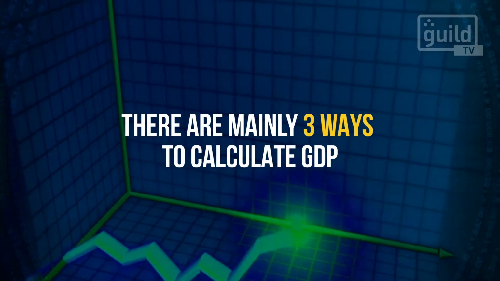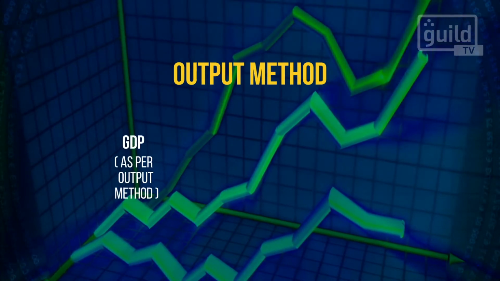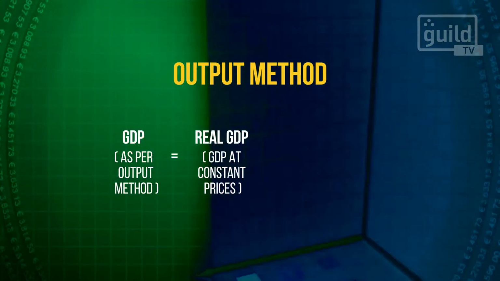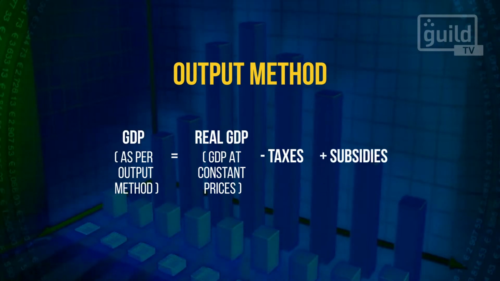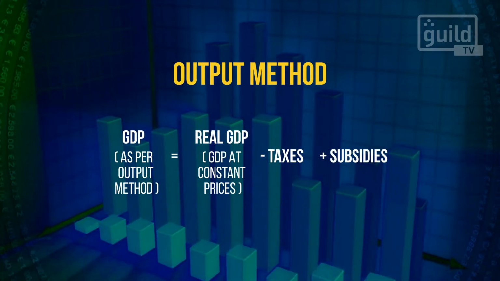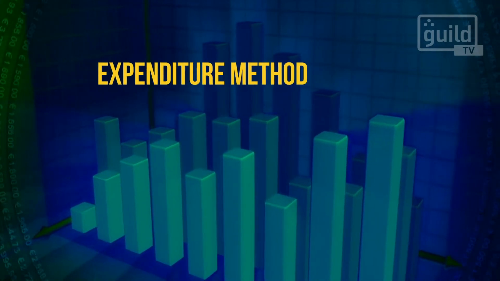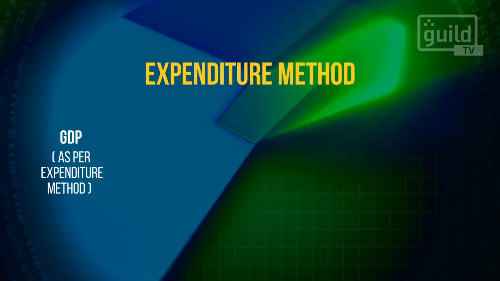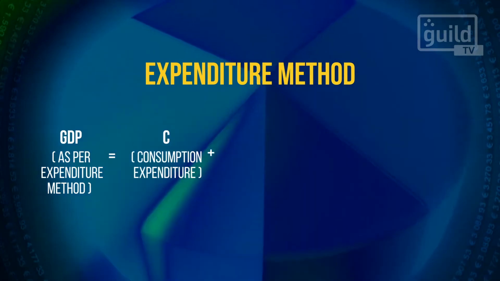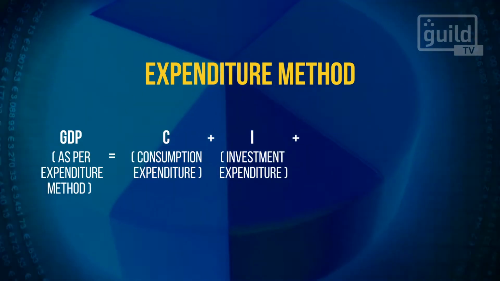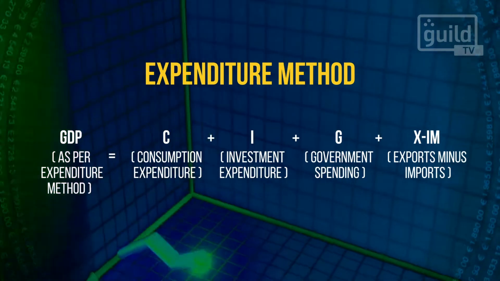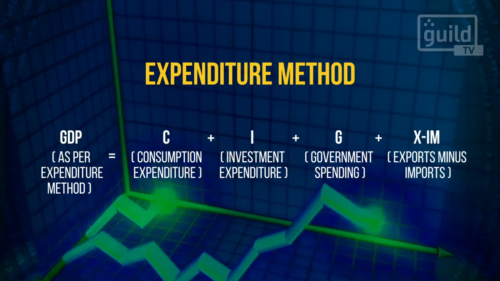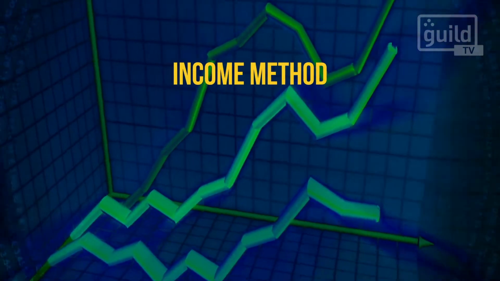There are mainly three ways to calculate GDP. The first method is the output method. So the GDP equals real GDP minus taxes plus subsidies while calculating with this method. The second method is the expenditure method, which is usually followed in India. So GDP equals consumption expenditure plus investment expenditure plus government spendings and exports minus imports, that is the net exports.